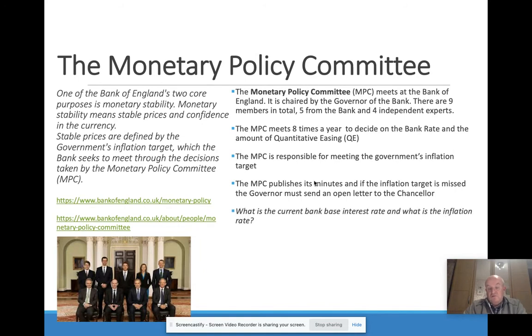A little question for you. I'm sure you're probably already aware of this, or if not, then go away and see if you can find out what you think the current bank base rate is, interest rate is, and also what the inflation rate is.